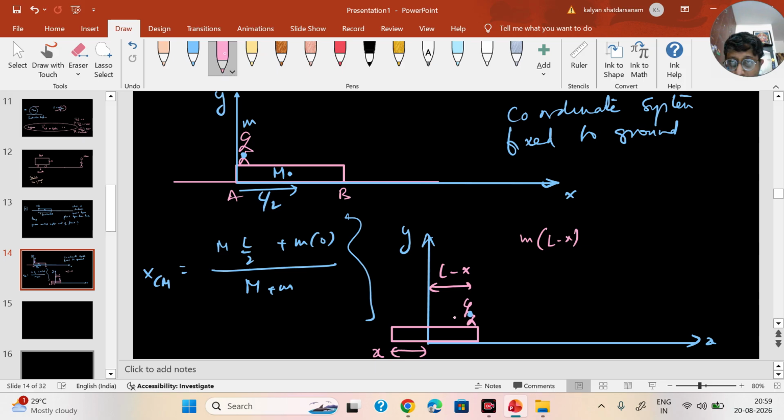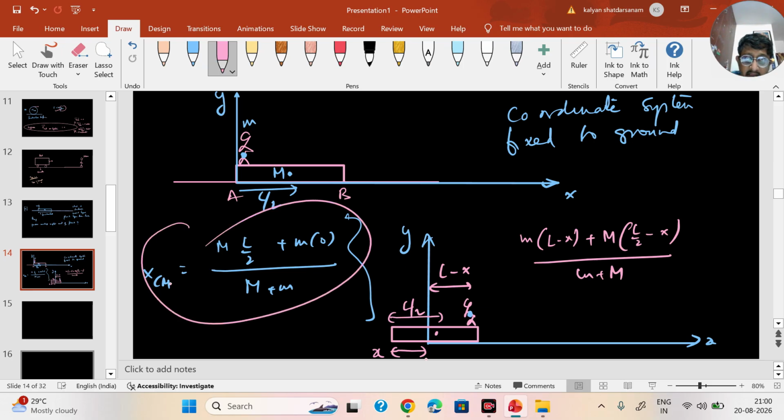The coordinate system did not move, only the person and the plank moved, plus capital M into, where is this center of mass? If you say this is L by 2, it is L by 2 minus x, its coordinate. L by 2 minus x by m plus m. This is the coordinate of center of mass now.